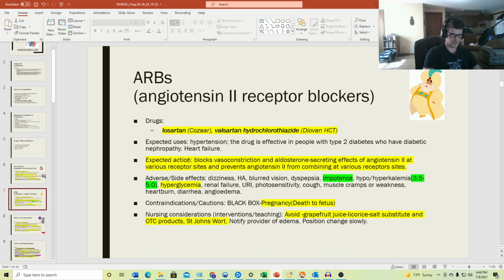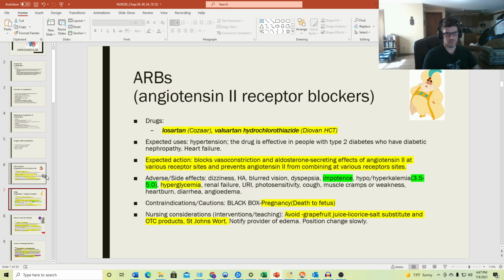Again, we need the expected action. So angiotensin 2, it stops it from working and causing vasoconstriction and aldosterone secreting effects. If you think about it, angiotensin 1 goes to the lungs, where it's converted to angiotensin 2. That's why those ACE inhibitors cause that cough, that prill cough, because that conversion is going on in there.